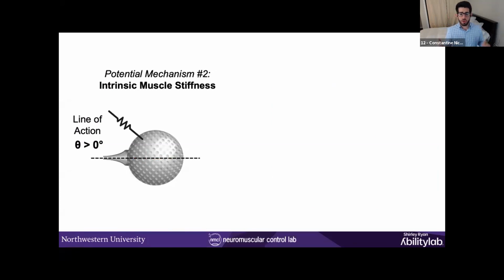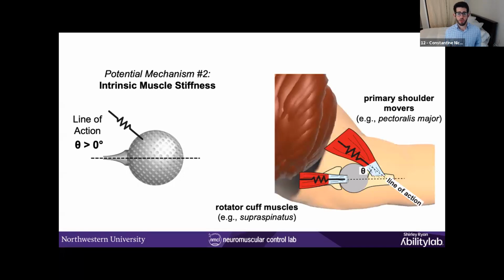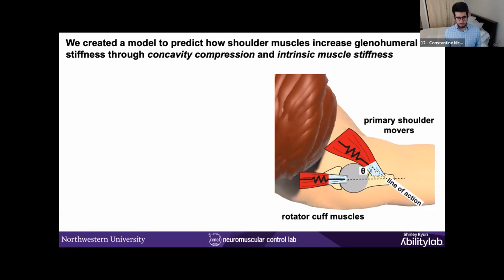However, as I talk about primary shoulder movers, we've hypothesized another potential stabilizing mechanism that may be preferentially used by the primary shoulder movers. Muscles can also act as springs that can increase their intrinsic stiffness when active. Applying this established concept to the shoulder, when these muscles are stretched by humeral head translations, they can directly resist the translations and thereby increase glenohumeral stiffness. In this case, muscles with larger lines of action that are more aligned to the directions of translation, like the primary shoulder movers, may be situated better to directly resist humeral head translation.